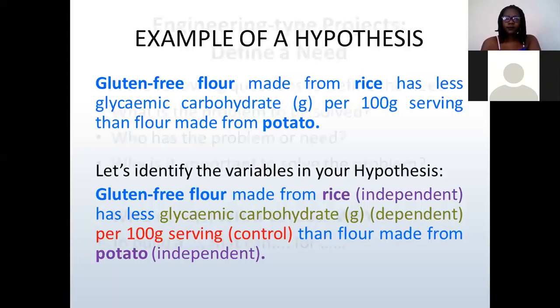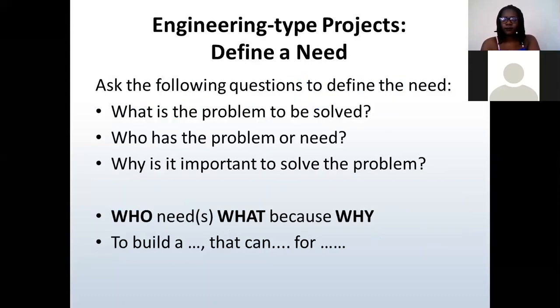So when we look at the engineering, we need to define a need. I'm not going to stand very long with this because Mabatu emphasized it already. We need to look at who needs what, and why. So when we try to write a need, again: to build a what, that can, why, for, who. If the learners focus on those three things, it will guide them to identify their need: the who, the what, the why.